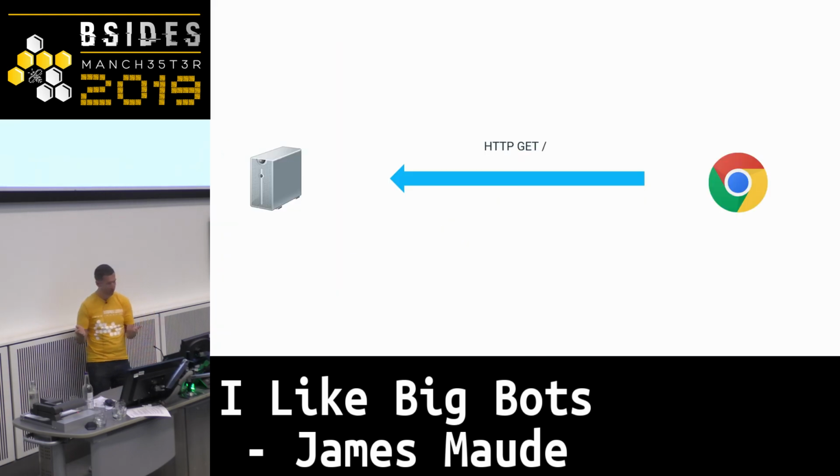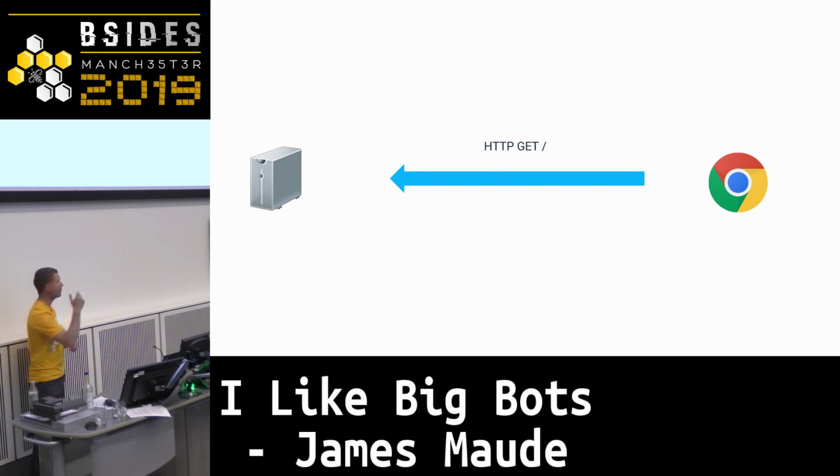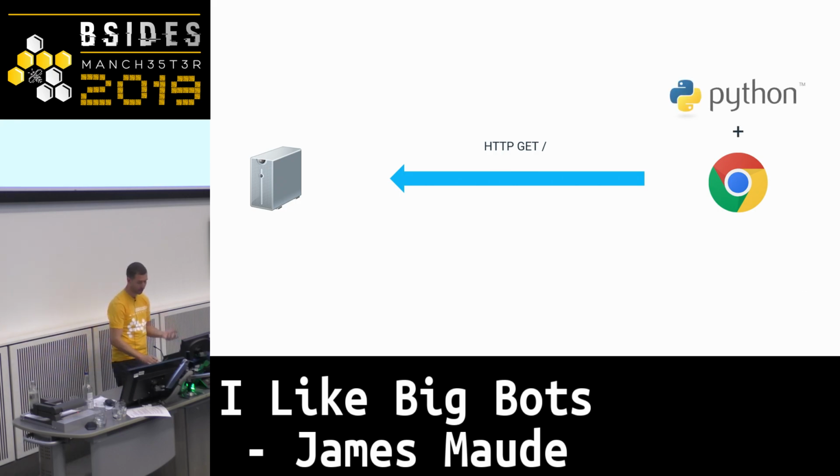So in simple terms, what do we have? We have a normal user, they have a browser, they make a request to a website. Fairly simple. But what we can do, of course, is we add some script to that, we add some automation. There are various frameworks for doing this. You can use the tools that many of you may have come across to do testing on websites.